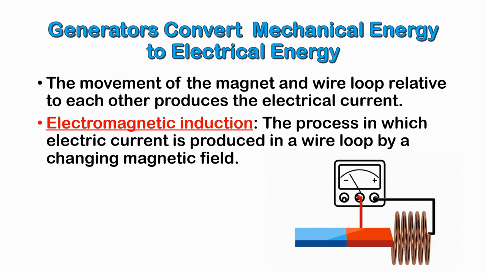So this is called electromagnetic induction. It's the process in which electric current is produced in a wire loop by a changing magnetic field. This is a super simplified form of this. Say you had a wire loop and you just took a bar magnet and you kept poking it through the loops, you're going to get a little bit of electrical current produced, right? If you go one direction, you're going to cause the current to go in one direction, and if you pull the magnet in the opposite direction, you'll cause the current to go in the opposite direction.